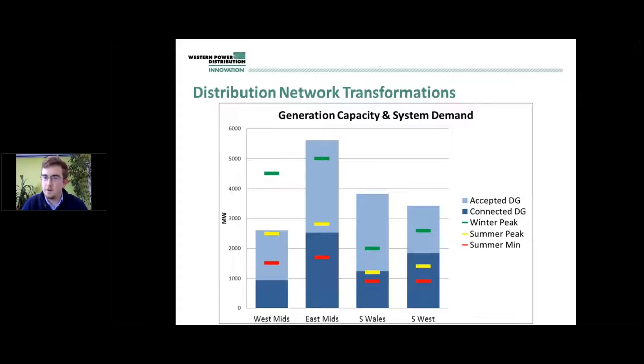This diagram gives a very quick overview of some of the key stats for our different license areas, showing summer loading levels, winter loading levels, and as well the amount of generation we've got connected. And I think it's quite a nice overview just to show how, say in the southwest, we actually have significantly more connected generation than our predicted minimum demand in summer is. And in fact, when we take everything that's accepted and not yet connected, but is in the pipeline, we'd actually have more generation connected to our network than we would have demand in the winter peak. So we've had this huge transformation in how our network operates. And with that comes significant challenges as to how we can continue to offer connections cheaply and efficiently.